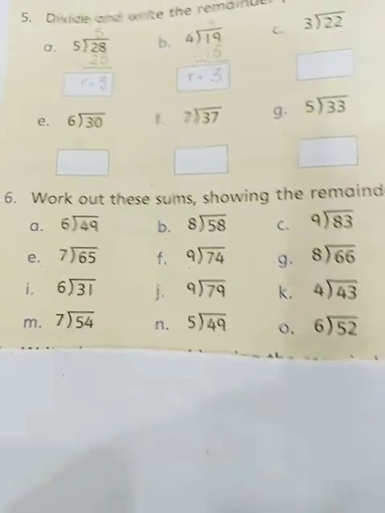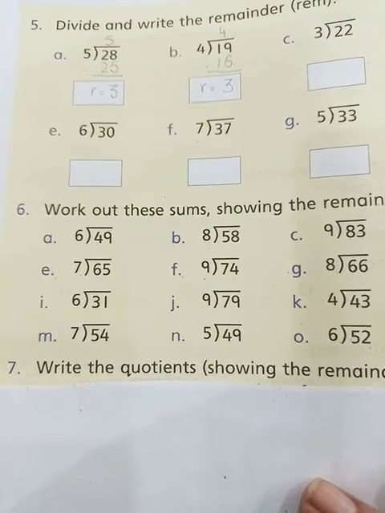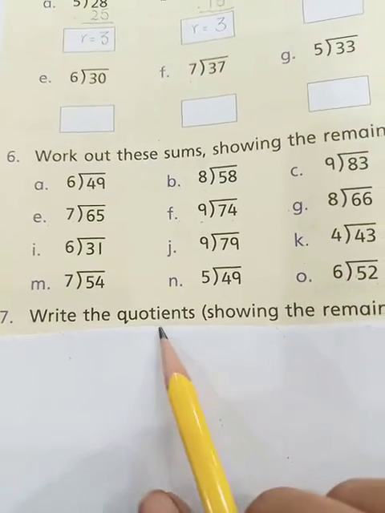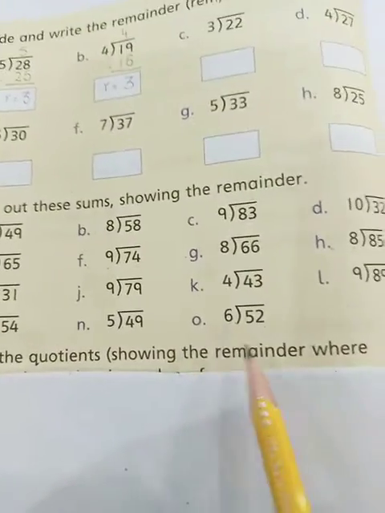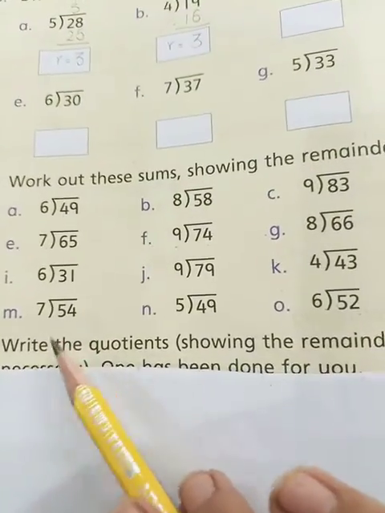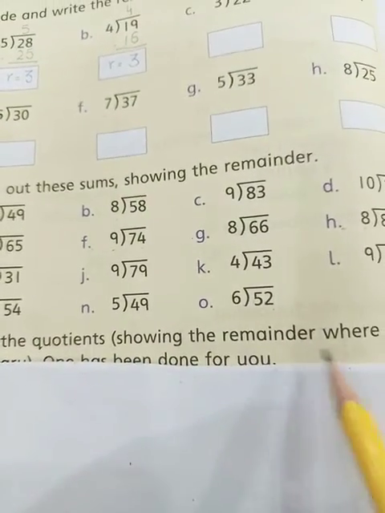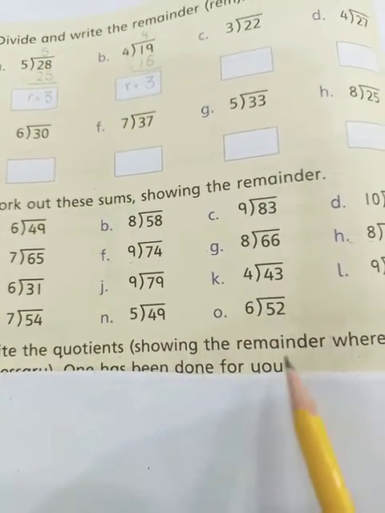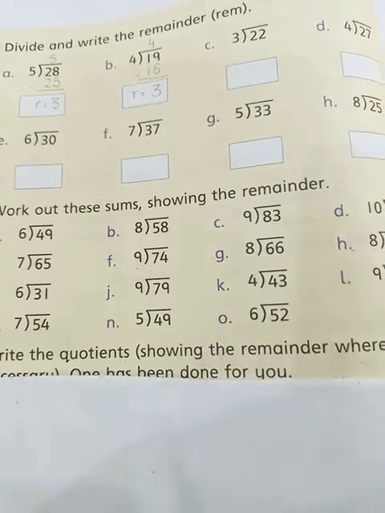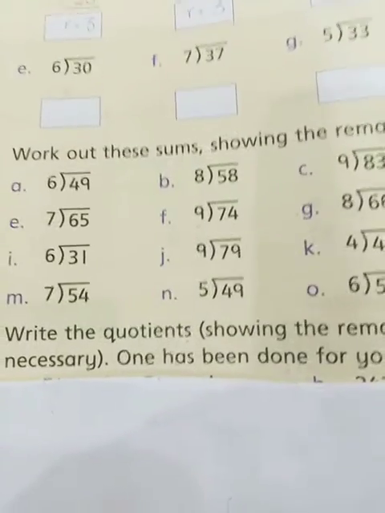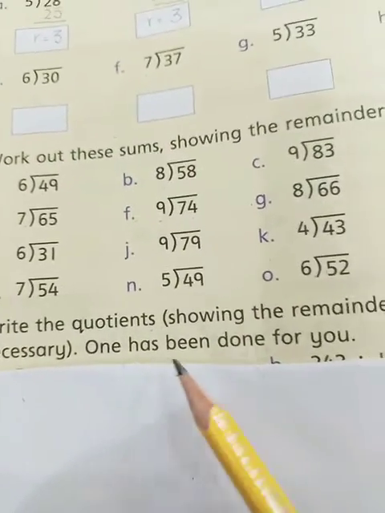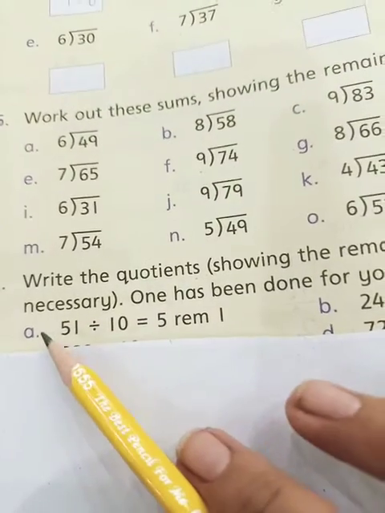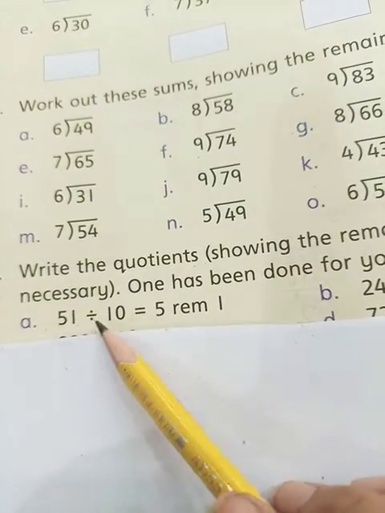Okay students, now let's come towards our next question, that is question number 7. We are going to write the quotients and we will show the remainder where necessary. He is telling us that we will write the quotients and also the remainders when the remainder is necessary. Okay, and one has been done for you. Look, this one is done for you. Part A, 51 divided by 10.